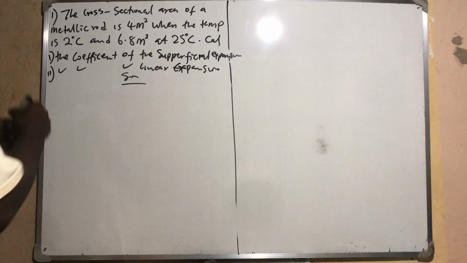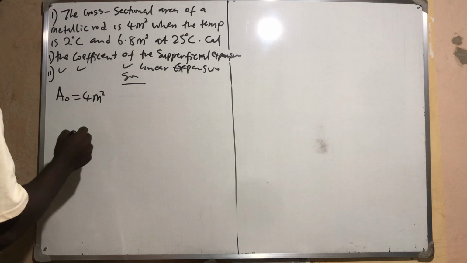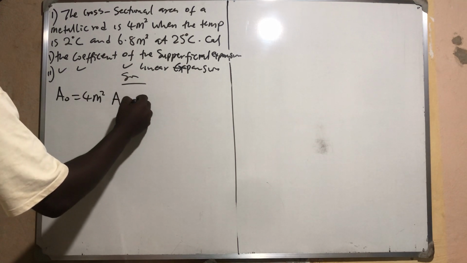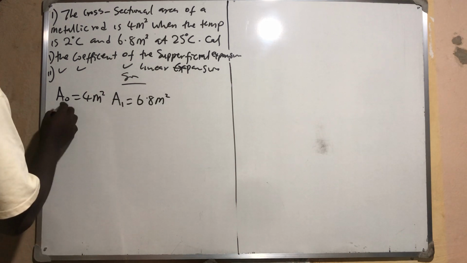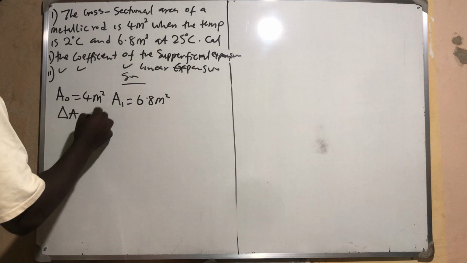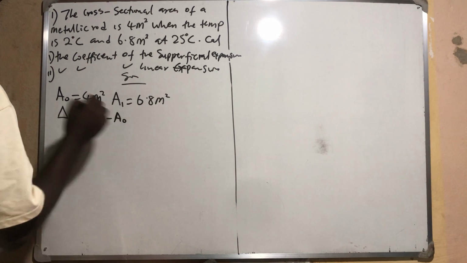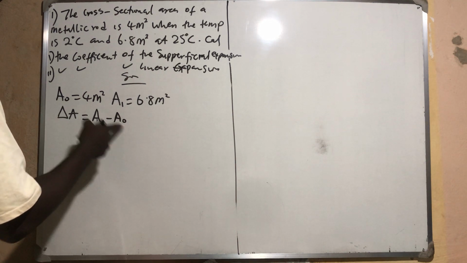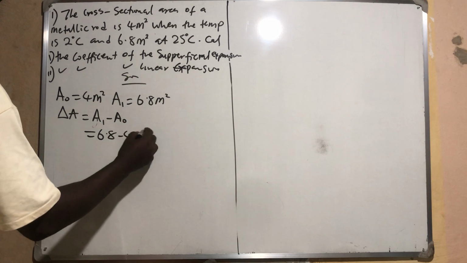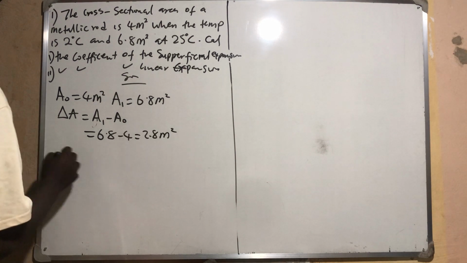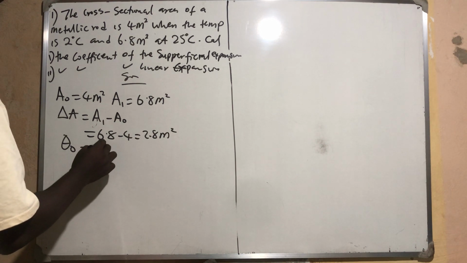But first of all, I know that the first area, which is the original area they gave me, is 4 meters squared. They gave me the second area, which is 6.8 meters squared. So my change in area should be equal to A2 minus A1. Some people use 2 and 1, like I said before. So which is 6.8 minus 4, which is 2.8 meters squared.